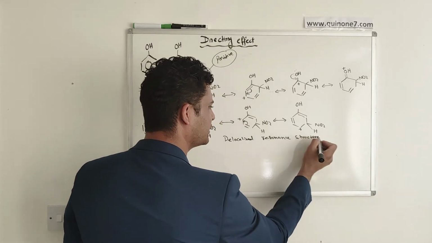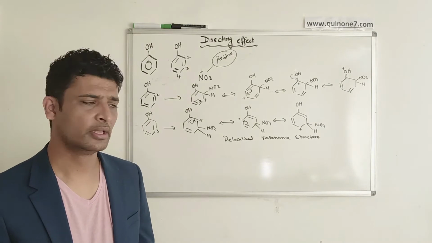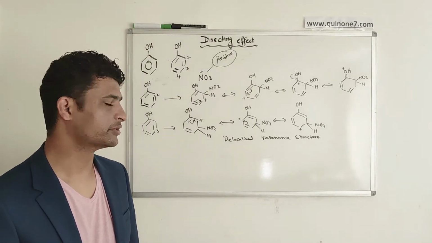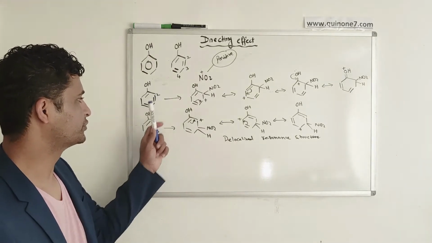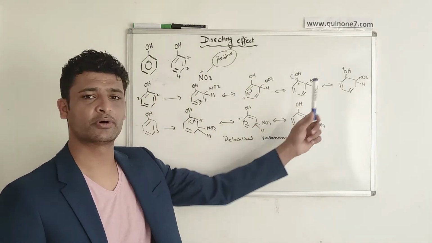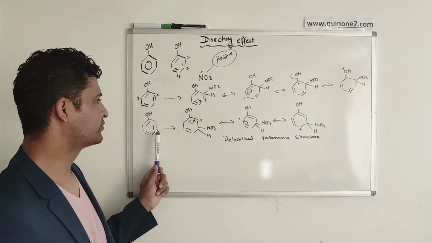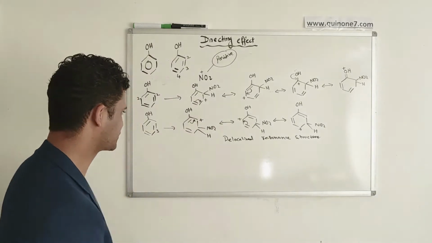In chemistry, we call them resonance, the possible structures based on delocalization. We call them resonance structures. So in the ortho position, or number 2 position, we will have 4 possible structures. In number 3, which is meta, we will have only 3 possible structures.